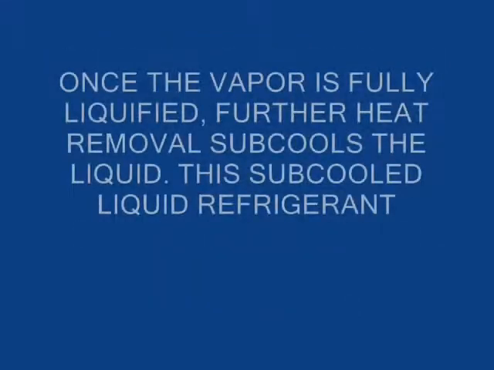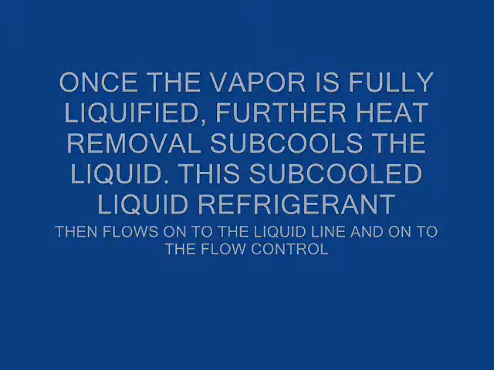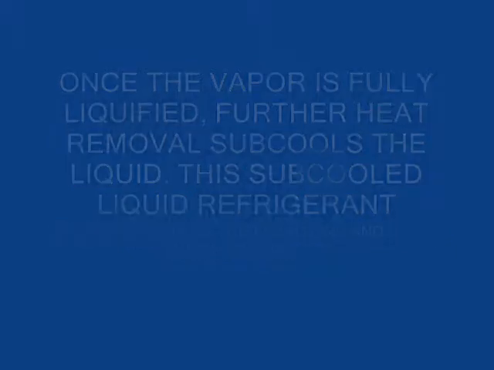Once the vapor is fully liquefied, further heat removal subcools the liquid. This subcooled liquid refrigerant then flows onto the liquid line and onto the flow control. Once in the flow control, it is forced through the restriction and abruptly emerges into an area which is kept at a low pressure level.